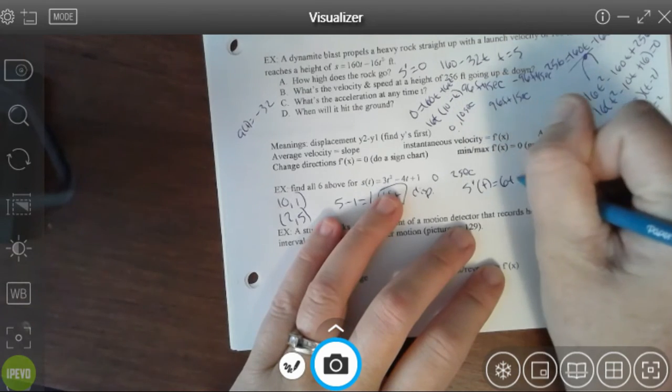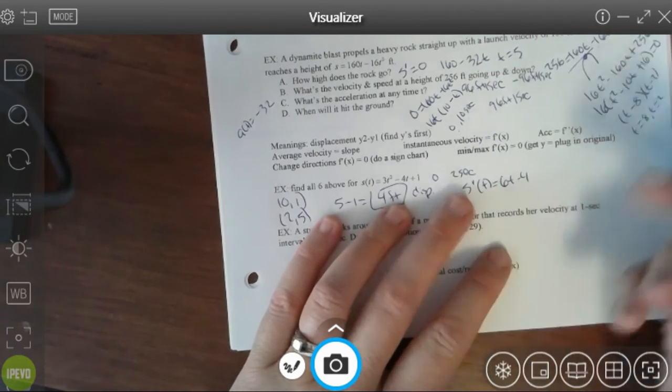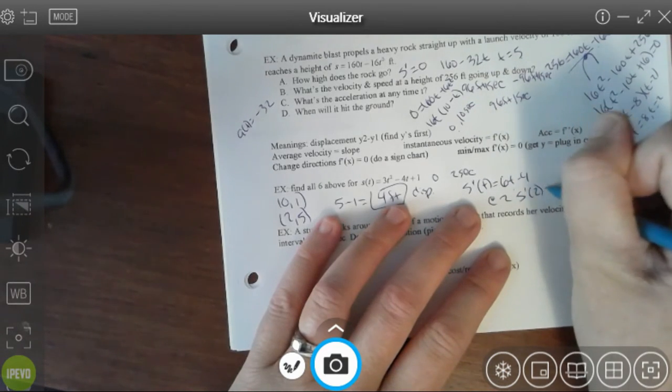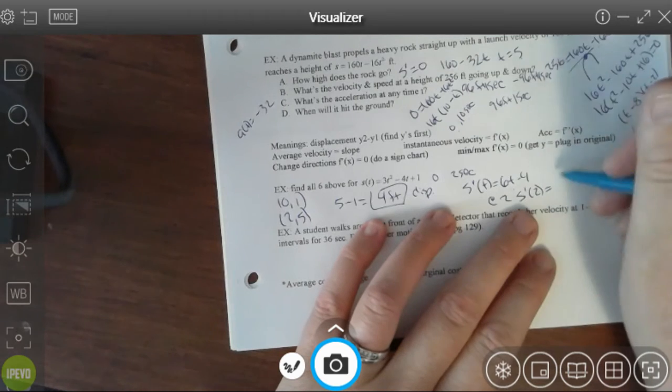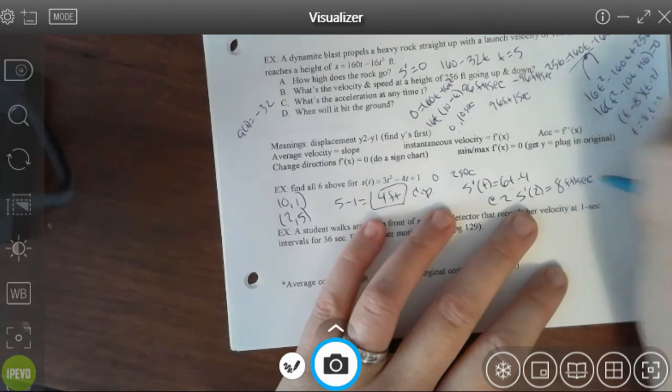So 6t minus 4. If I wanted it at, like, 2, you just plug in 2 here. So at 2, we'd say, you can write it like this also. Instantaneous velocity would be 12 minus 4, so we get 8. And that would be feet per second.